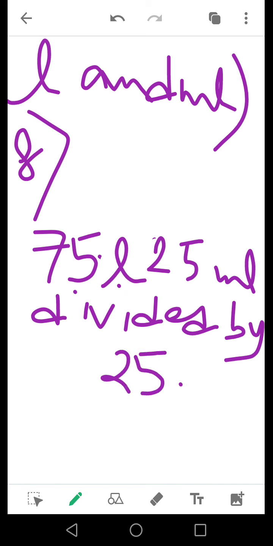75 liter 25 ml divided by 25. So these are 8 questions that will be your today's task. So please complete them and solve them. These are unsolved. Thank you.